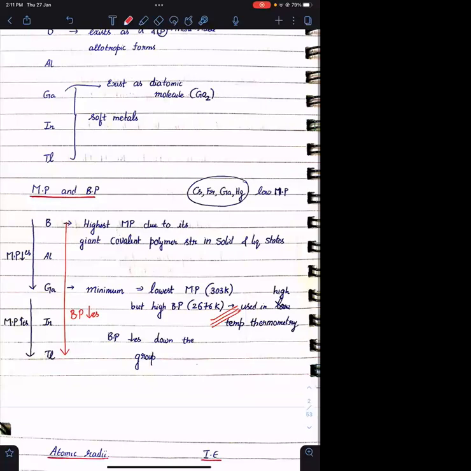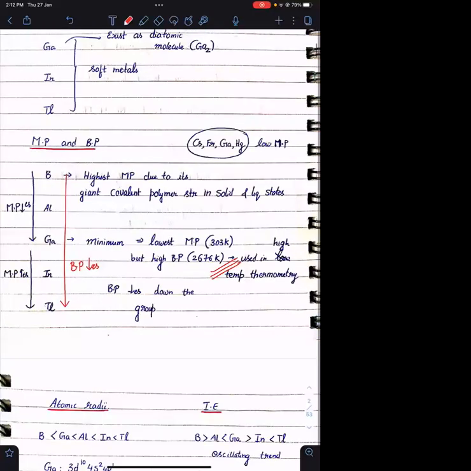Is that clear? Boiling point order जो है, down the group it decreases, there is no exception. But for melting point, till gallium it is decreasing. From gallium, it is again increasing. Is that clear? So यहाँ पे आप लोग ऐसा कुछ लिख सकते हैं, boron greater than aluminium greater than gallium. This is melting point order. Less than indium less than thallium. Is it clear?